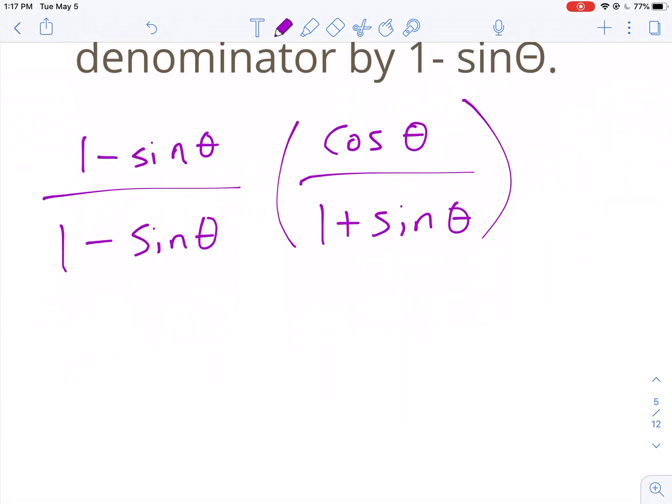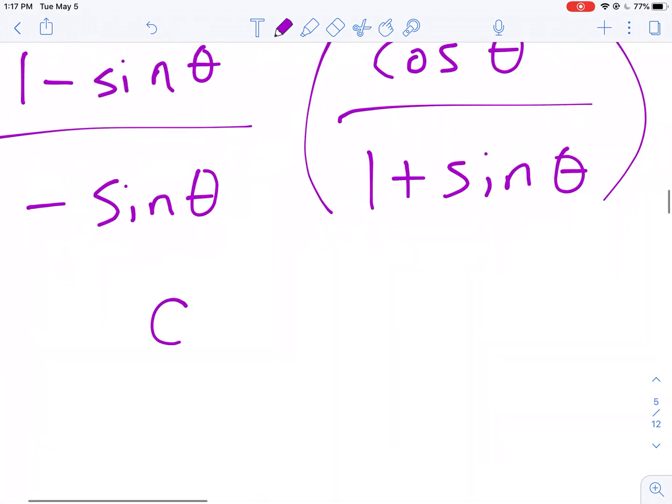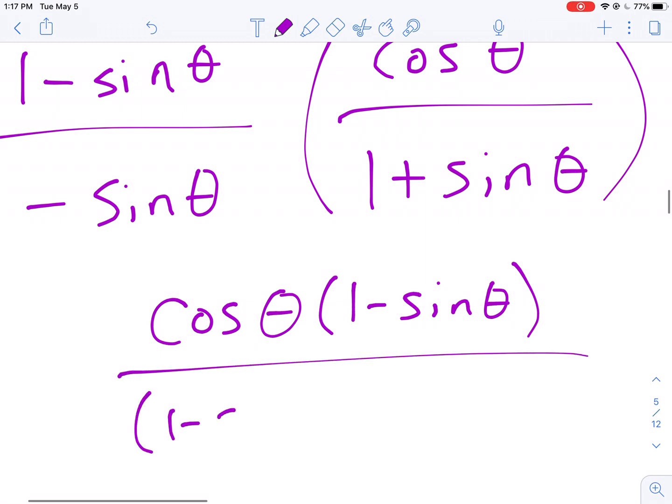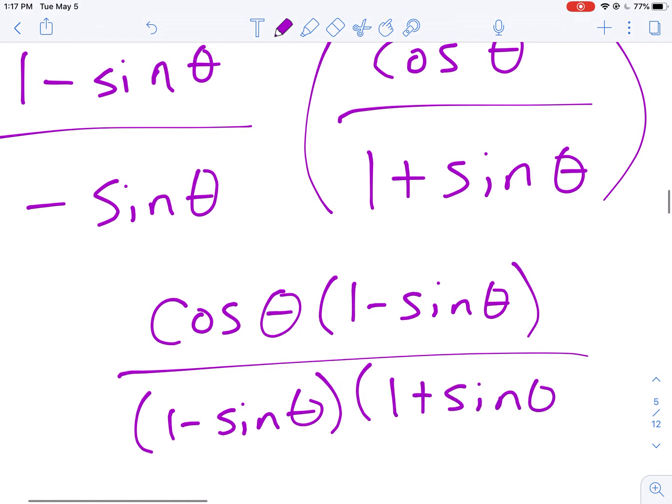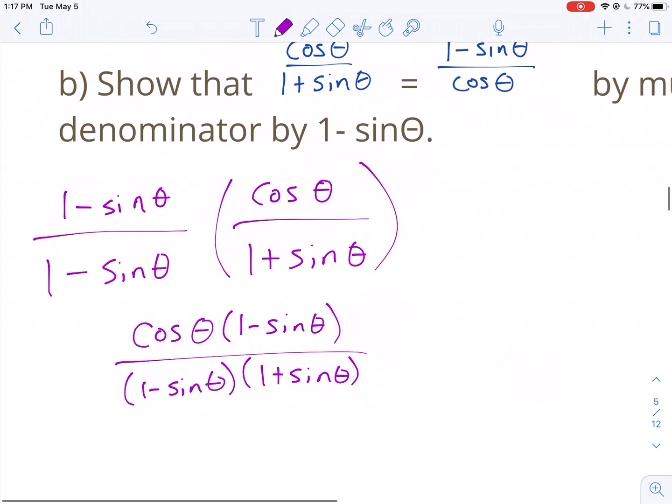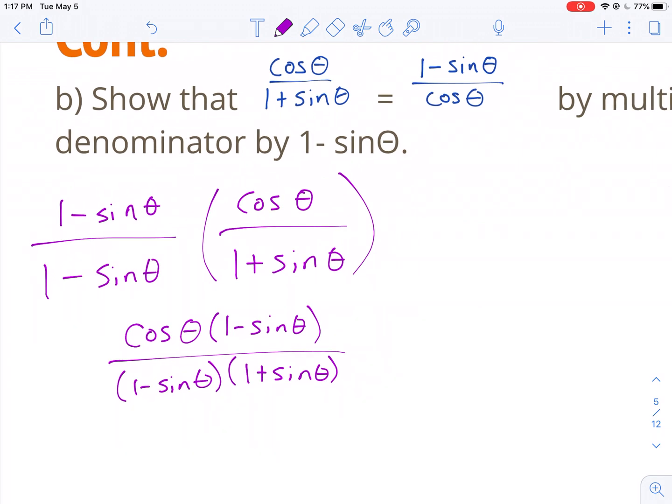So now when you multiply out fractions, remember you multiply across the top. So I've got cosine theta times 1 minus sine theta over 1 minus sine theta times 1 plus sine theta. Well, I'm not really sure what I want to do here quite yet. Now, you're going to be really tempted here to cross out the 1 minus sine thetas. That's something that you're really tempted to do, but we don't want to do that because we just multiplied by that. So that's going to get us back to our original spot of that cosine theta over 1 plus sine theta. So I'm not going to do that.